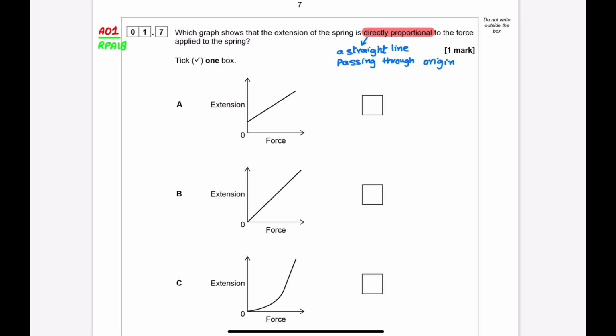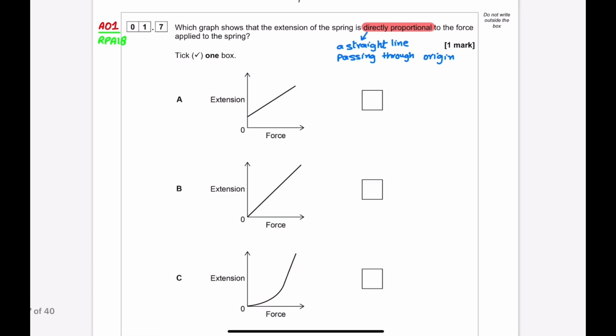1.7 is an AO1 question. Again, it is a practical based activity. And this question is from Forces and Elasticity. Which graph shows the extension of the spring is directly proportional to the force applied to the spring? Directly proportional means a straight line which is passing through the origin.